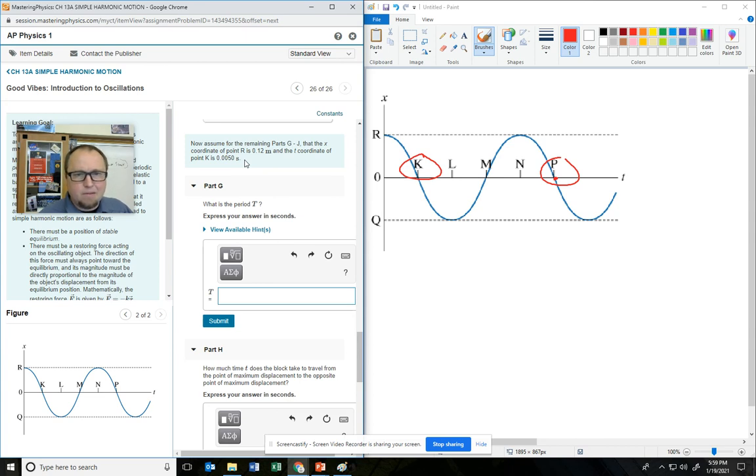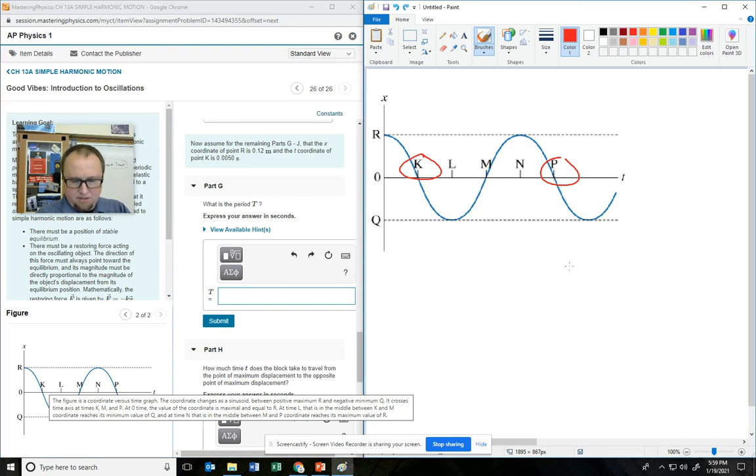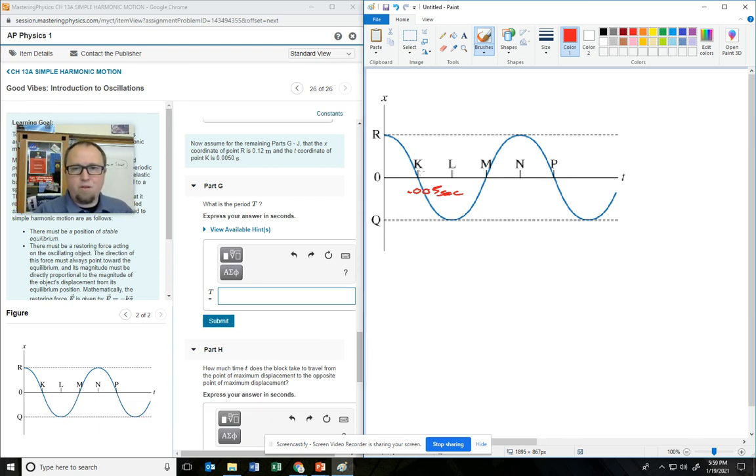Now assume for the remaining parts that the x-coordinate of R is 0.2. What is the period? The t-coordinate of K is 0.005 seconds. Now it asks, what's the period? Well, from here to here, that's only a quarter of the period. K to L is a quarter, L to M another quarter, M to N another quarter. How many of those is it? 1, 2, 3, 4. So 4 times that time is my period.